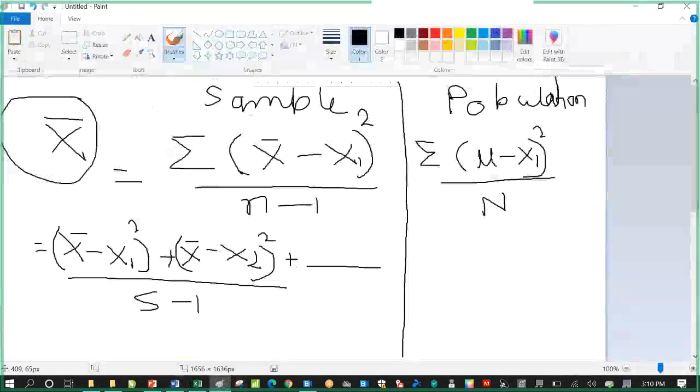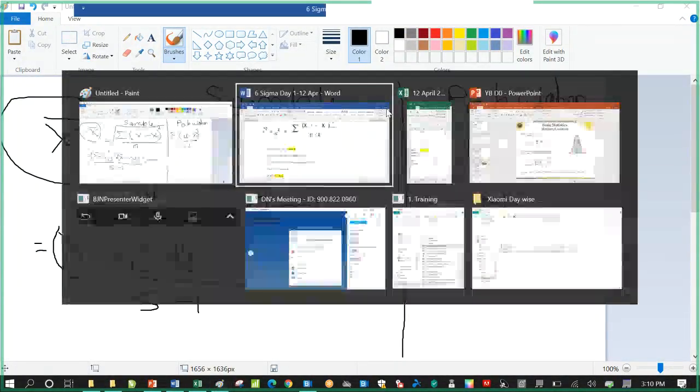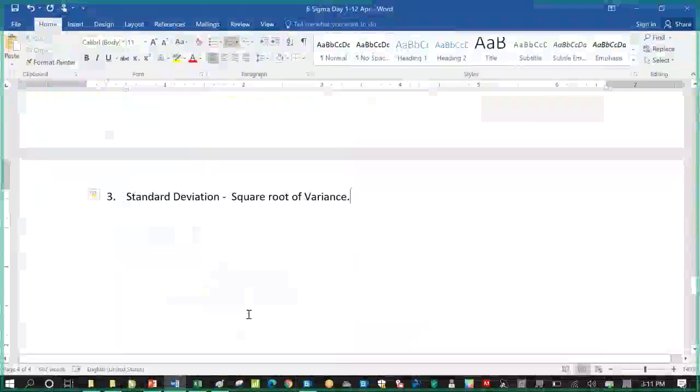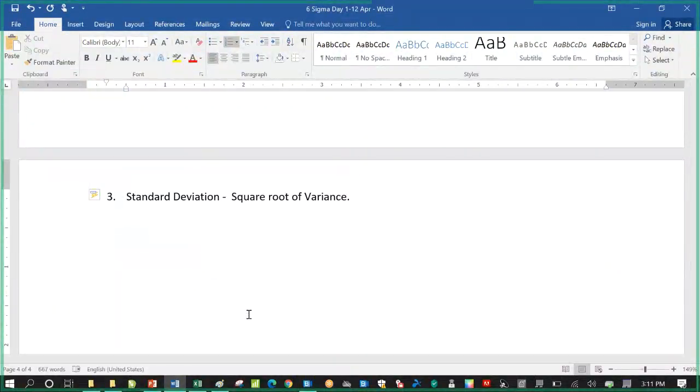I'll tell you how. See this variance by formula, you have population variance and sample variance. For standard deviation, it is the square root of variance. You mean to say it is the square root of variance by sample or variance by population? Both are the same. No, I'll come to that point. So that's different.